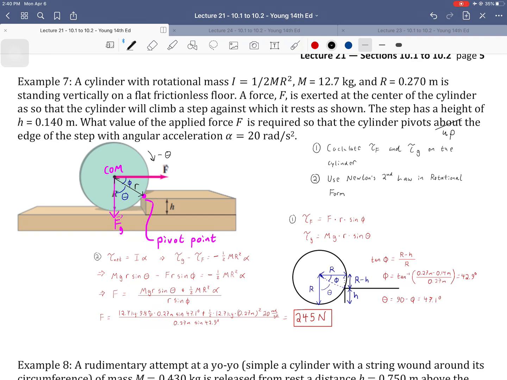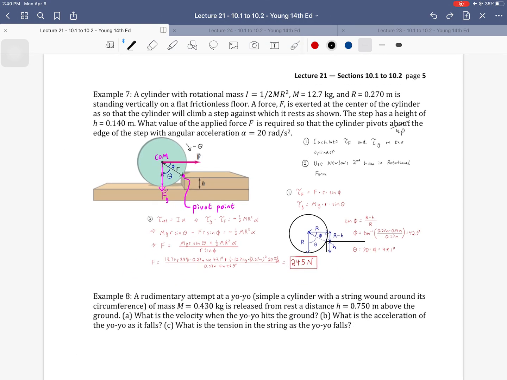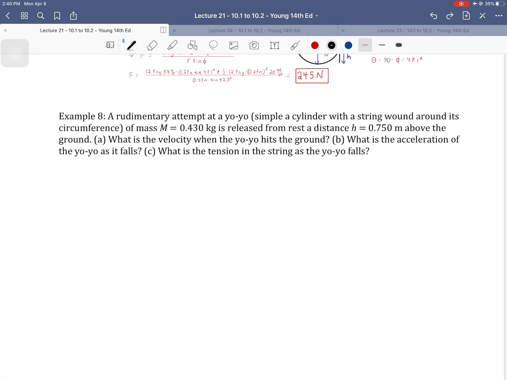And we could have called the clockwise direction positive, and then let the gravitational force create negative torque relative to our pivot, being the edge of the step. But I didn't, and it doesn't matter. What does matter is that you're consistent, which I wasn't, so it's fixed. All right, so that all makes sense.